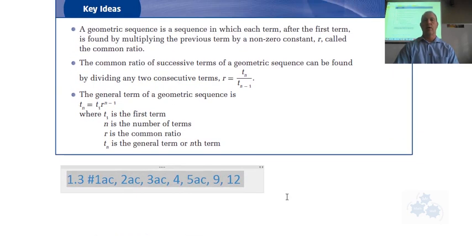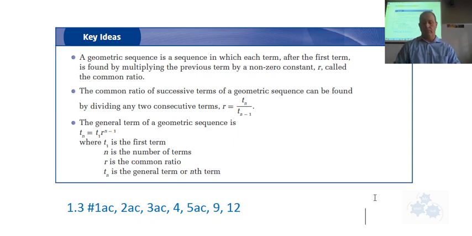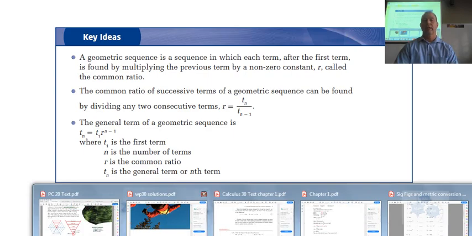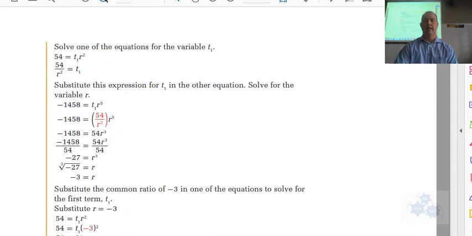Here's your assignment for 1.3. That's 1AC, 2AC, 3AC, 4, 5AC, 9, and 12. So you have about 25 minutes of class time to work on that. If you use that wisely, you might get most of that done in class here. Okay, so here's what those questions look like in your text.